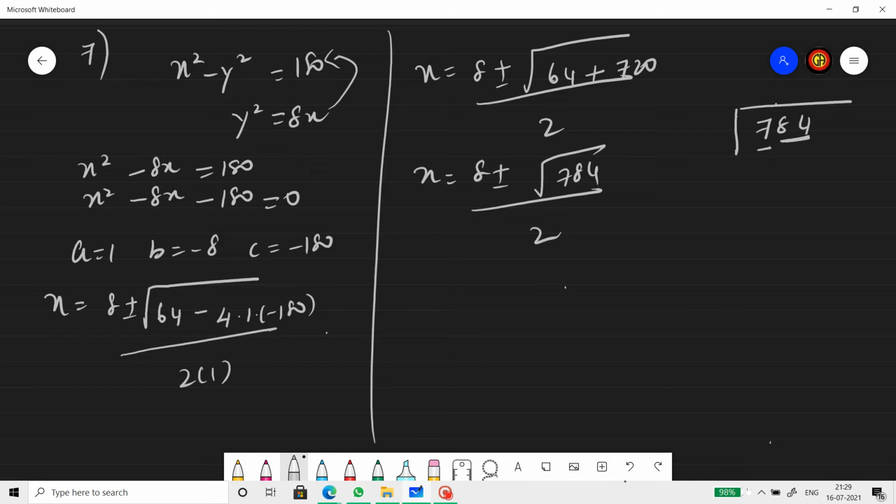Take a square number close to 7. The first square number is 1, the second is 4, the third is 9, the fourth is 16. 9 and 16 I cannot take because they are more than 7. So I'll go for 2 into 2, 4. 7 minus 4 is 3.